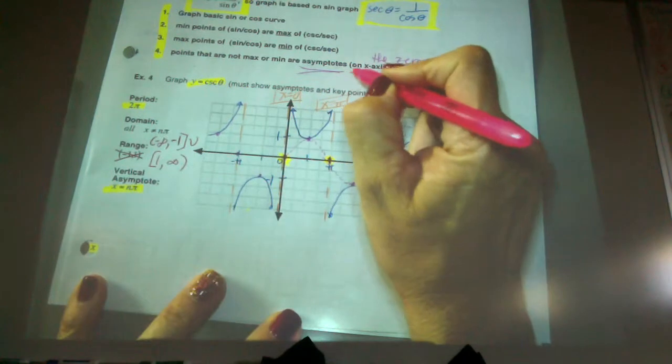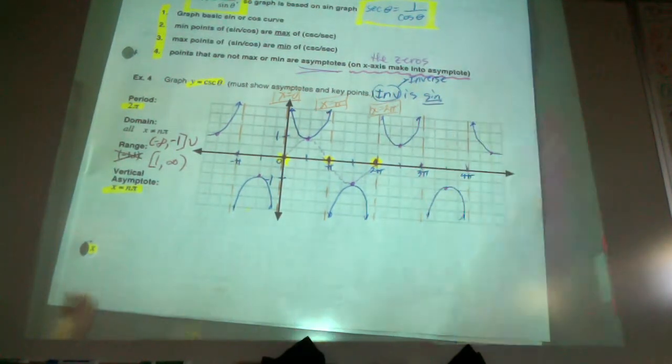Okay, so this is really important that you find your zeros, which are your asymptotes. They're part of the pattern. And then plot your sine curve or your cosine curve, and that gives you your max and min points of where you're going to open up or down. All right, flip it. Let's do secant.